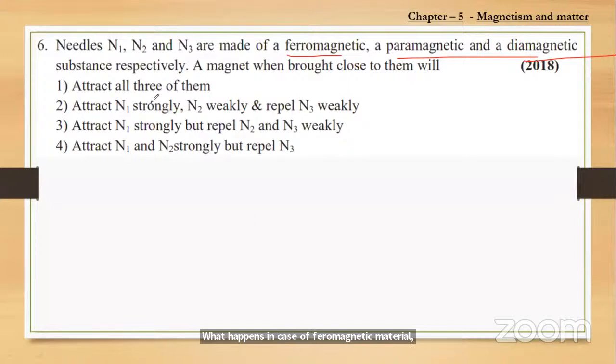All attract them? No, it is not possible in the case of diamagnetic. So if I am going to consider it, it attracts N1 strongly, yes, ferromagnetic is attracting strongly. N2 is weakly, that's going to attract, paramagnetic is weakly. N3, how is it going to be? Very much weakly. So that's why the second option is the right answer.